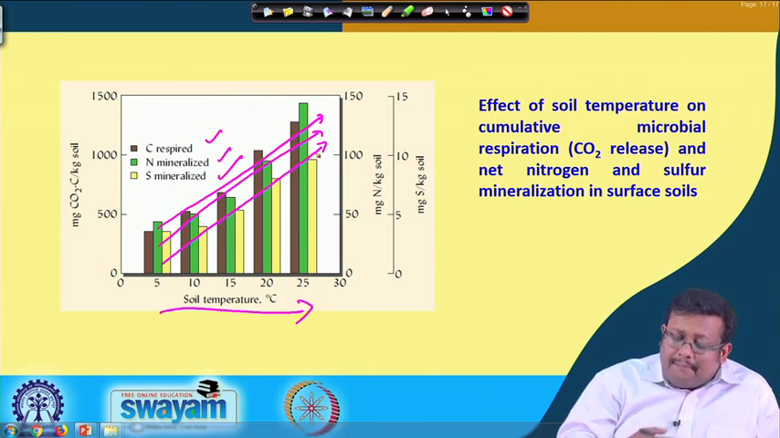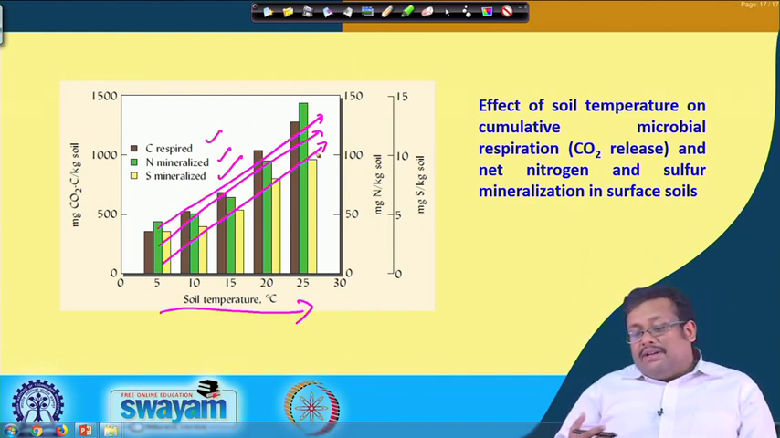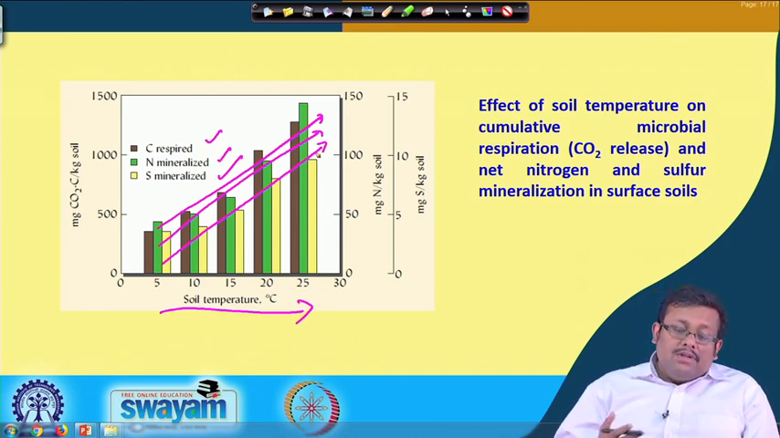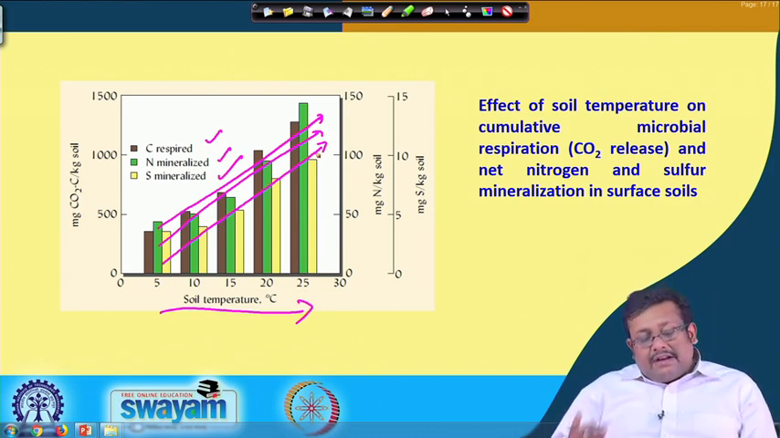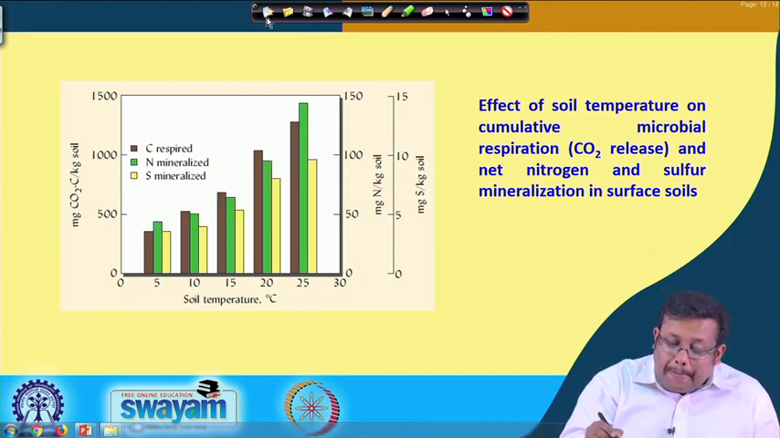These are basically microbial respiration or carbon dioxide release, and net nitrogen and sulfur mineralization in surface soil. So as the temperature increases, the microbial respiration or carbon dioxide release also increases. Not only carbon dioxide release, but also the associated processes like nitrogen mineralization and sulfur mineralization increase.